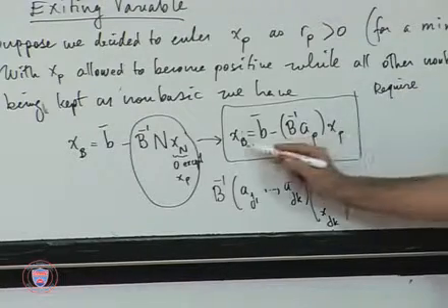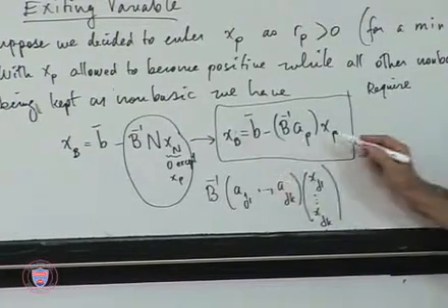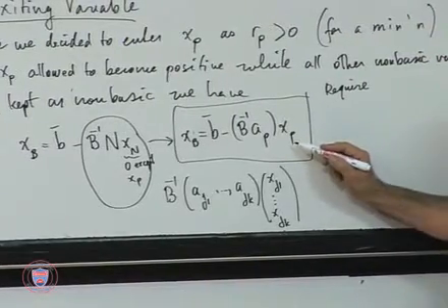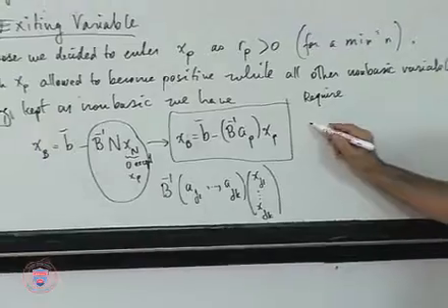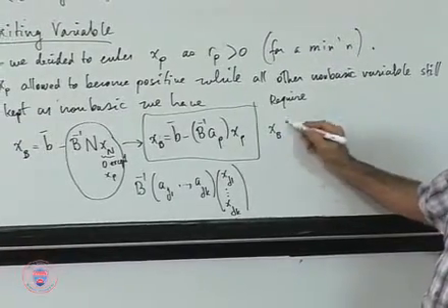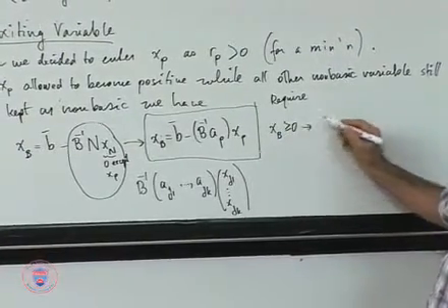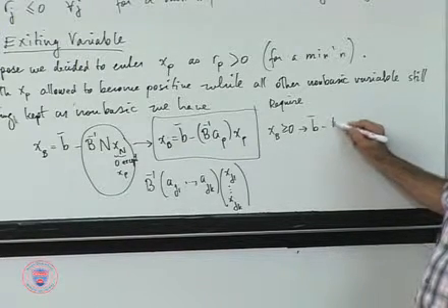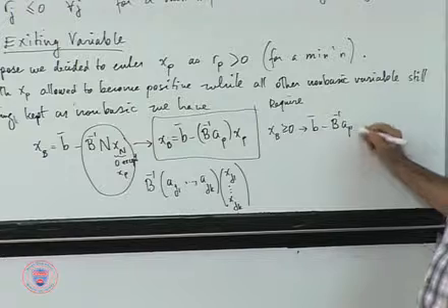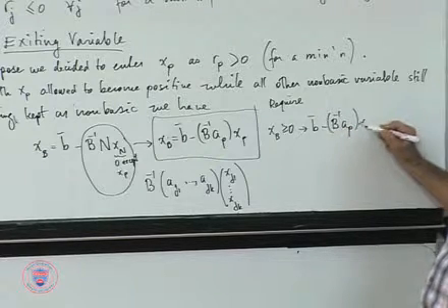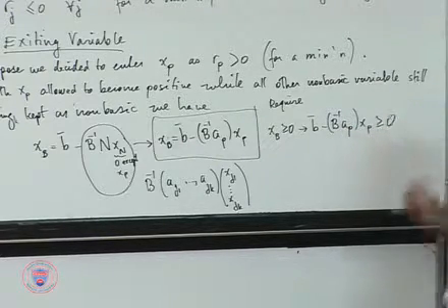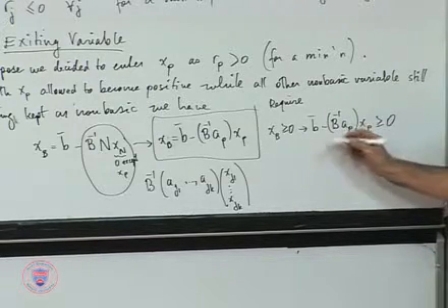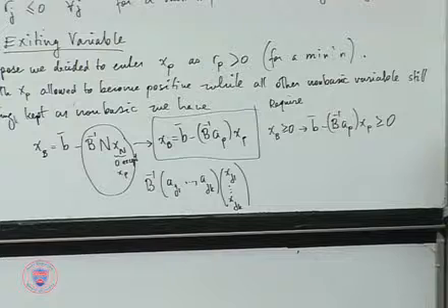So this tells you how to express xB as a function of xp, the incoming variable. We want xB to be non-negative, which of course tells you that b bar minus B inverse ap times xp must be non-negative. This is a vector inequality. We're talking about an m-vector here.